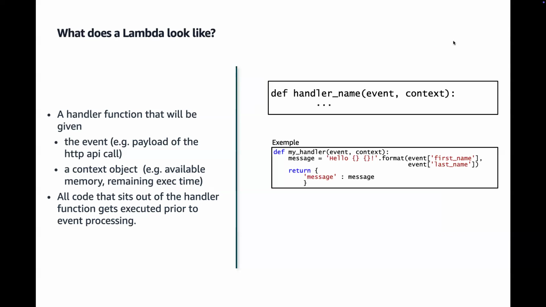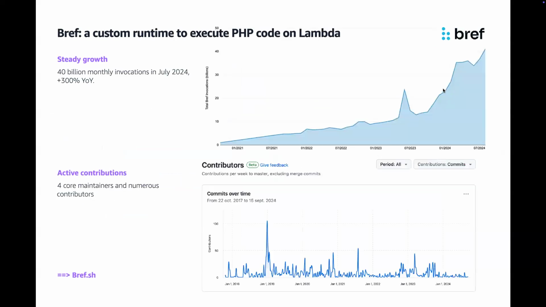So the context object is quite useful as well. And so when doing some basic Lambda functions, we have to play with these handler functions. But if you have a PHP application, you don't have a handler function. And that's why we have Bref. Bref is a custom runtime that you can use to execute PHP code on Lambda.